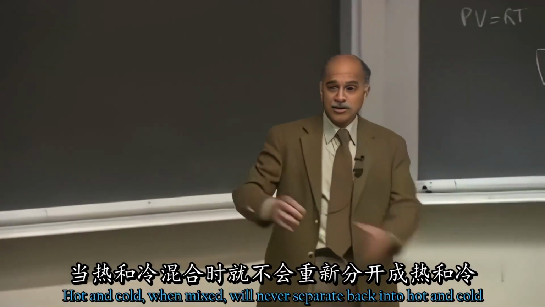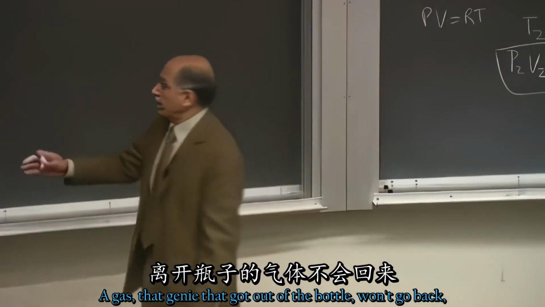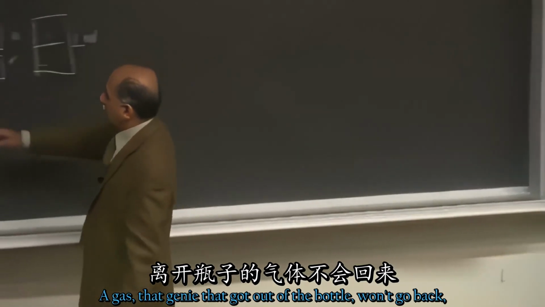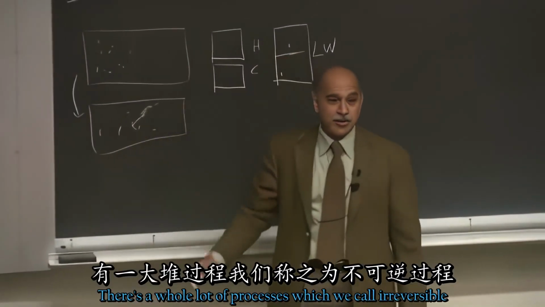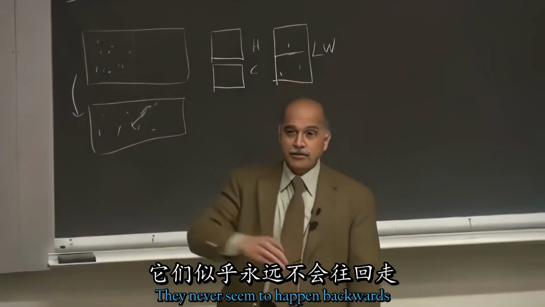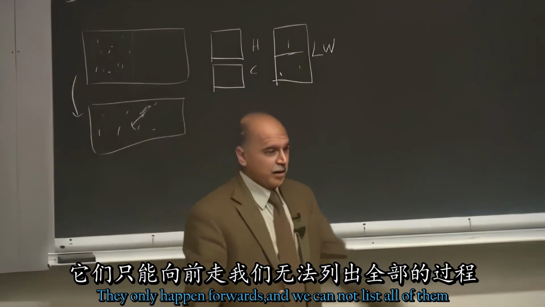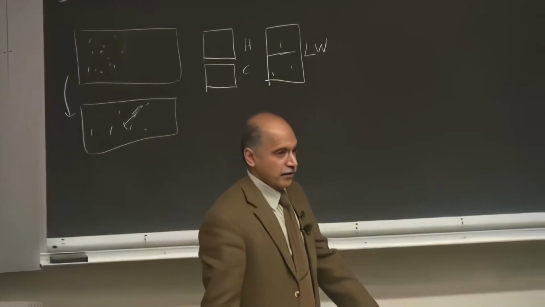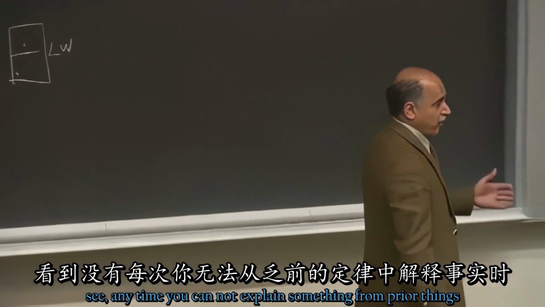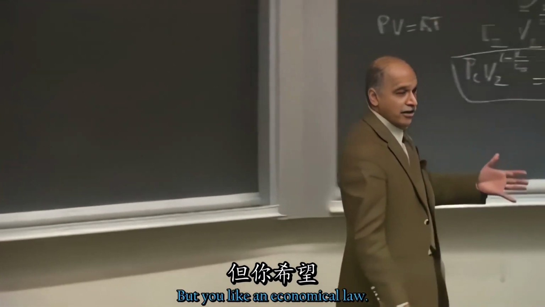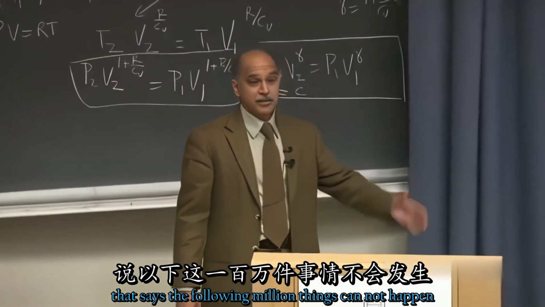Hot and cold, when mixed, will never separate back into hot and cold. A gas, that genie that got out of the bottle, won't go back. This gas that came out won't go back. There's a whole lot of processes which we call irreversible. They never seem to happen backwards. They only happen forwards. And we cannot list all of them. So you wonder if there is any law. See, anytime you cannot explain something from prior things, you elevate that to a law. But you would like an economical law. You would not like a law that says the following million things cannot happen.